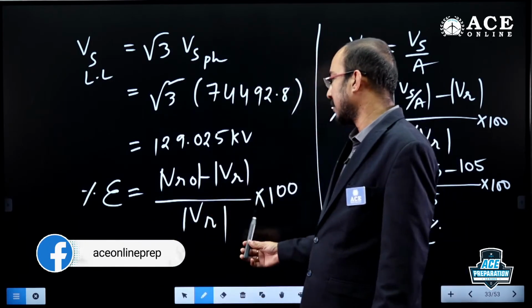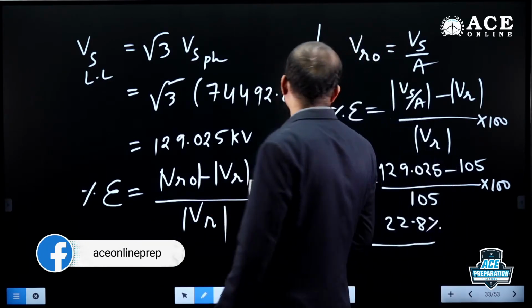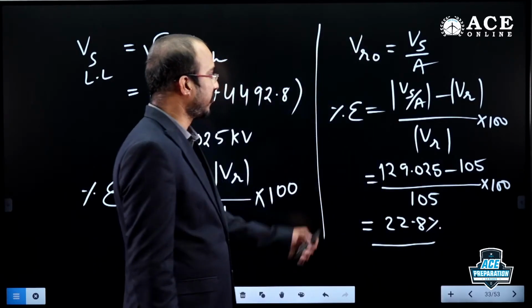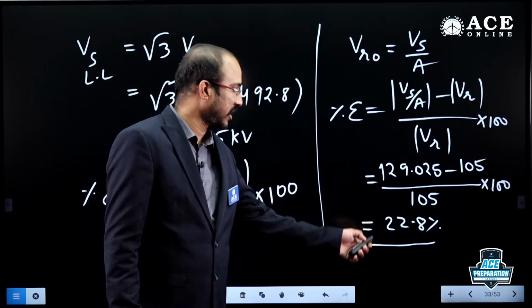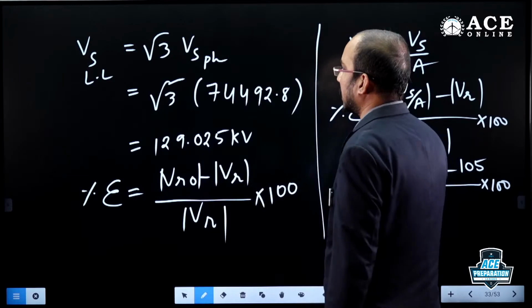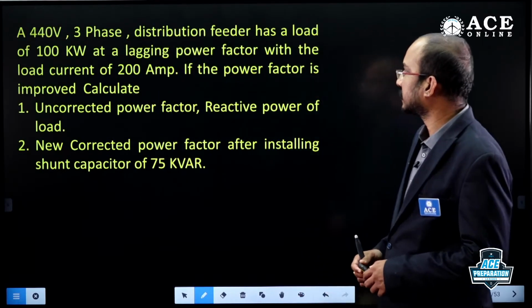So once you know this, we can go for the calculation of regulation. So VR naught minus VR by VR into 100. So here A value is 1, that is given as 1. So Vs minus VR by VR into 100. Okay. That's all about this problem. Next, let us move to the next question.